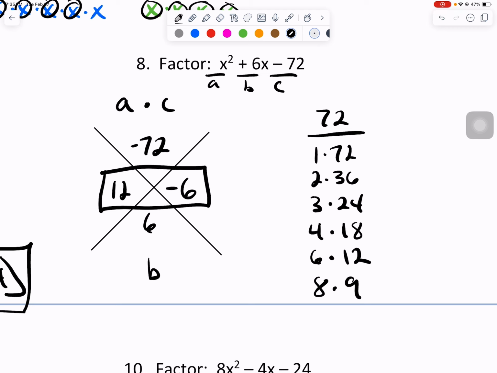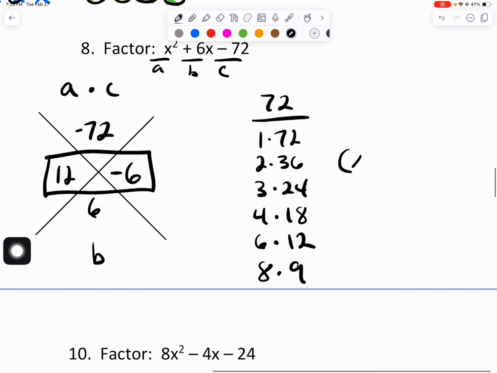Let's go ahead and box that, and let's prove it to ourselves. 12 times negative 6 gives us negative 72, and 12 minus 6, yes, does give us our 6, making your final answer x plus 12 and x minus 6.